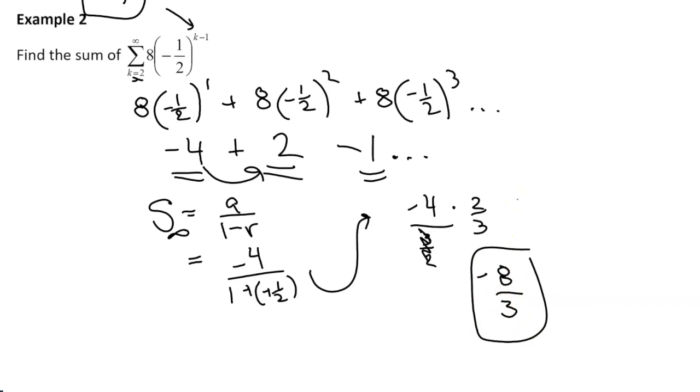That's a bit of a tough one because you have positives and negatives. So you're going from -4 to +2 to -1 to +1/2, going back and forth between positives and negatives. Sometimes it's harder to see what the total sum is going to become.